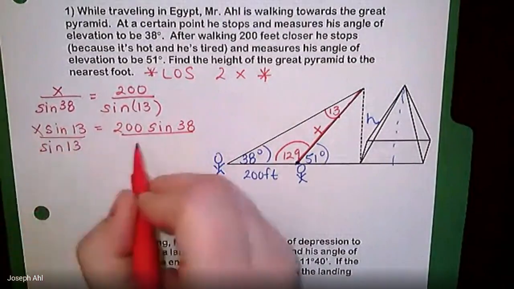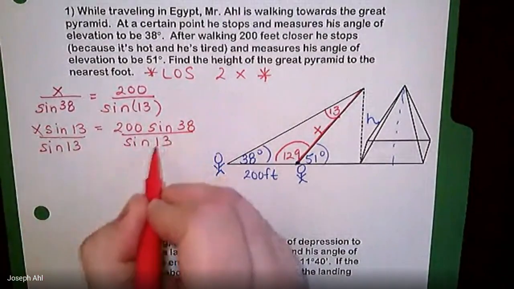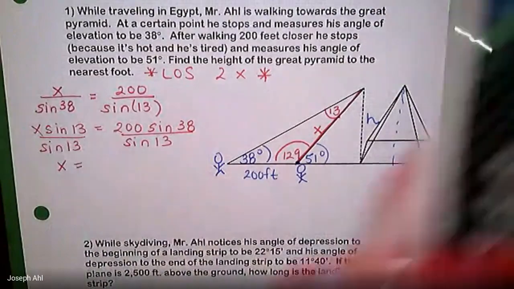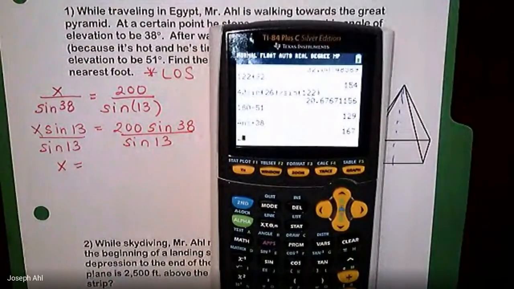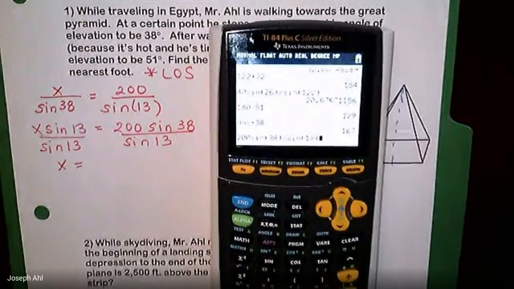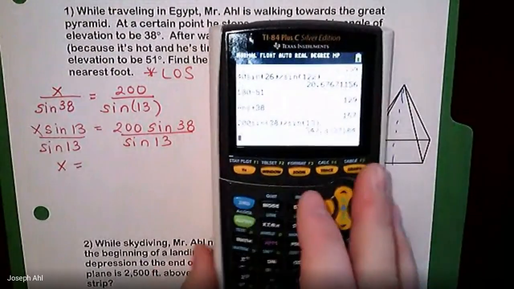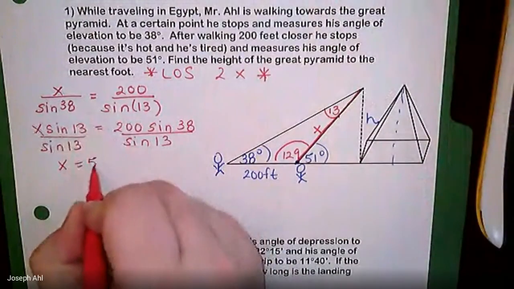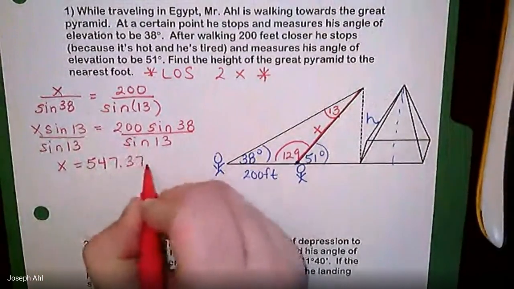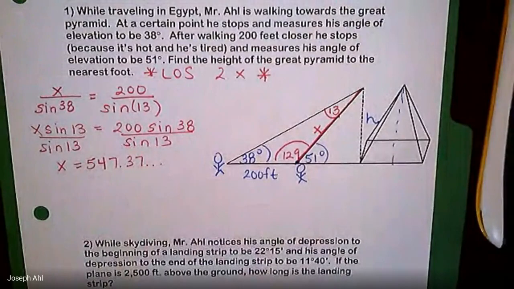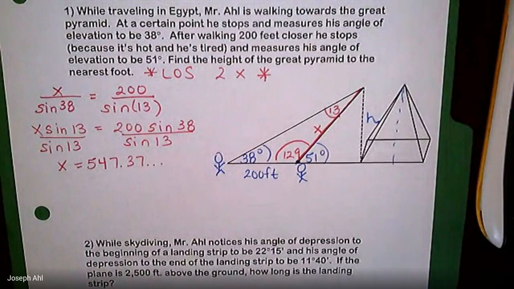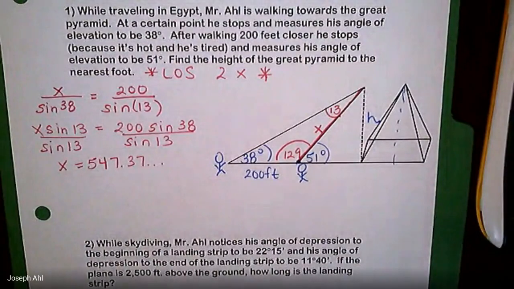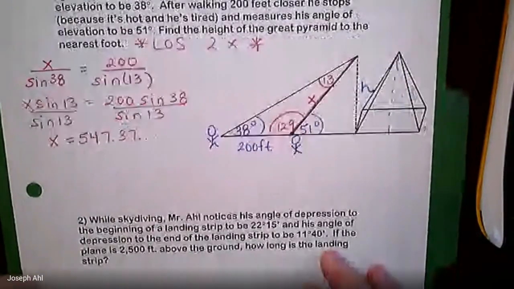Divide both sides by sine 13. That's not going to be our answer right away, but it is going to be a number that we use to get the answer. 200 sine 38 divided by sine of 13 is 547.37 something. So I'm just going to write 0.37 dot dot dot to say that the decimal goes on for a long time, but I'm going to have you save that on the calculator. Don't delete that yet because we are going to use it in the next step.